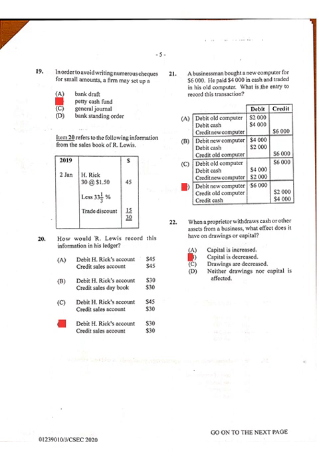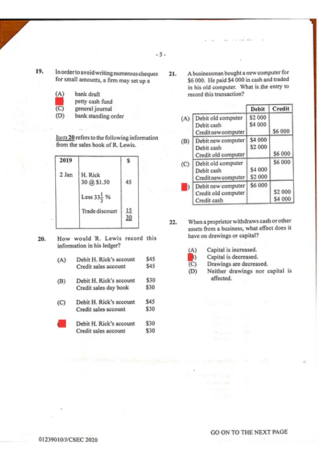Moving along, number 21, a businessman bought a new computer for $6,000. He paid $4,000 in cash and traded his old computer. What is the entry to record this transaction? Of course, we're buying a new computer, so we're going to debit the new computer account, and we're paying for it by cash, so we're going to credit cash, and we're also paying for it by trading the old computer, so we're going to credit the old computer. So the answer is D.